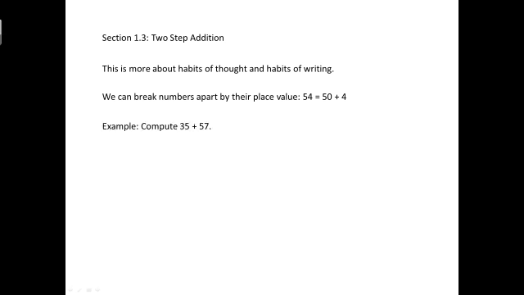Example, compute 35 plus 57. Now again, you can think of this on the number line, starting from 0, moving 35 to the right, and then moving 57 to the right. And our task here is to break this down into simpler pieces. Instead of thinking about 57 to the right, we're going to do it in 2 steps. We're going to think of it as going 50 to the right, and then 7 to the right. And by doing this, we make each calculation simpler.